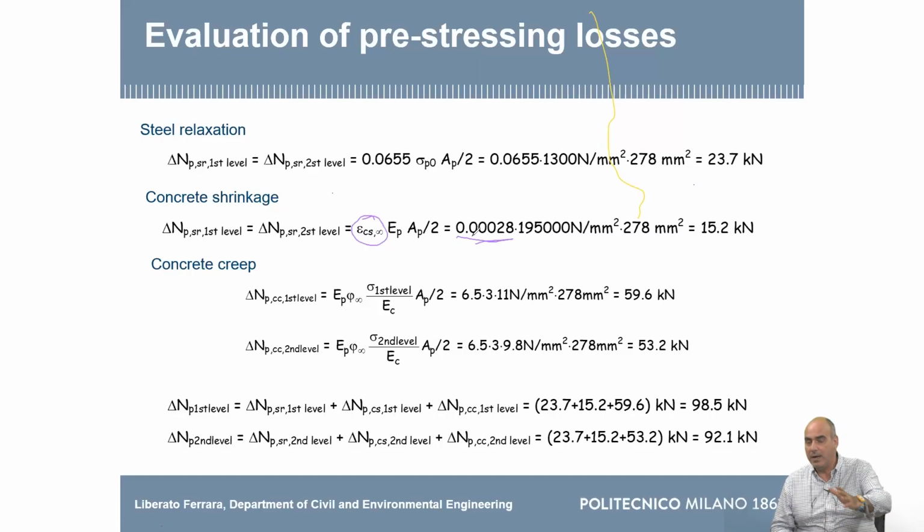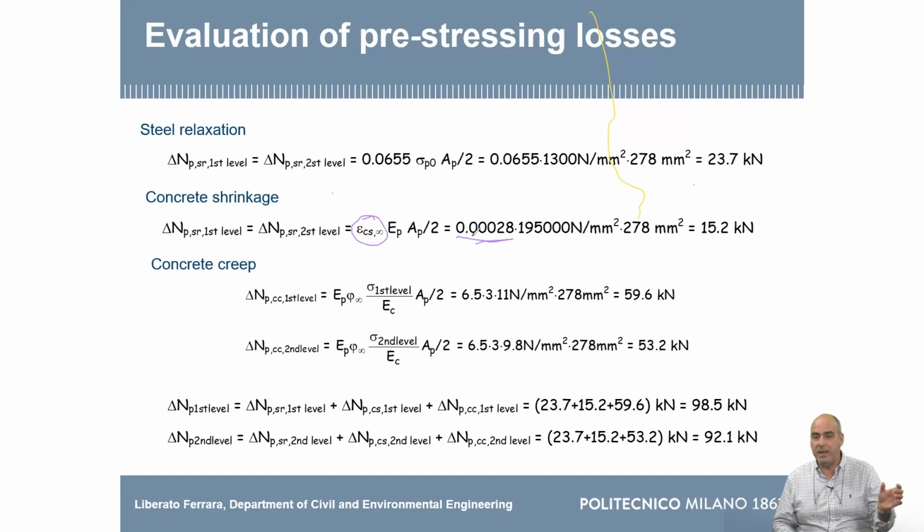This number is 0.28%, very, very low. This deformation is the shrinkage of concrete, okay? But we have said that from the moment that we release pre-stressing, concrete and steel experience the same life. So if concrete shrinks, steel will follow it with this deformation. So this deformation, because of bond, will be exactly the same deformation as of the pre-stressing tendon.